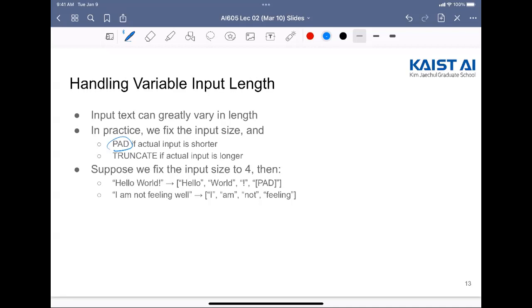So I just have an example here too, right? If you fix the input size to 4, then we can do this thing. And you see that the pad token is here. If it's longer, then we see that it's actually truncated. So "well" is gone.